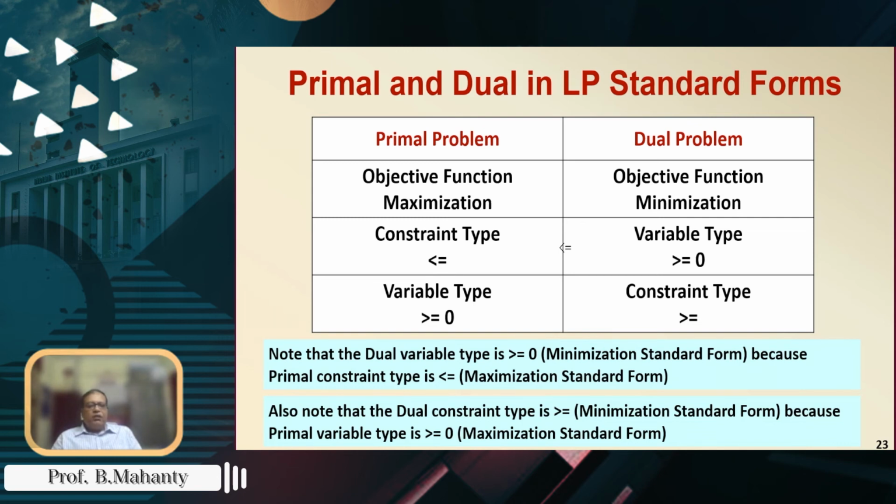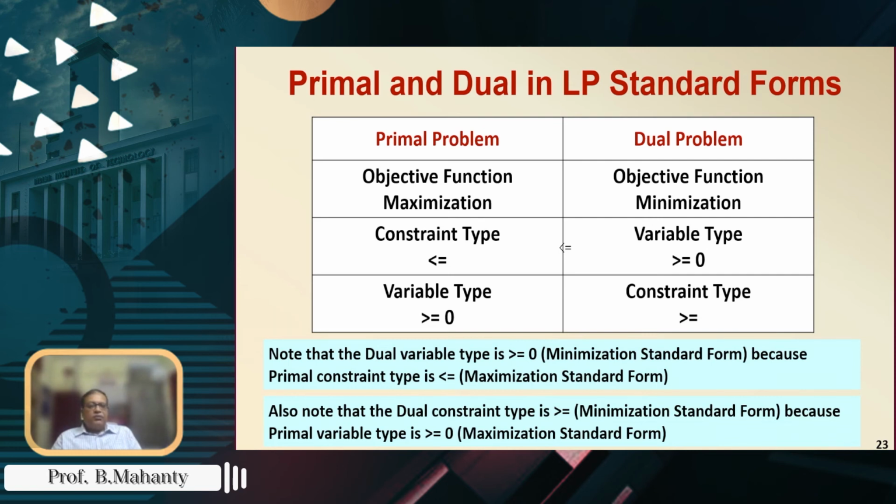So if the primal problem objective function is maximization, then in the dual, the objective function should be minimization. In the primal problem, if the constraint type is less than or equal to, in a maximization problem, that is very important. So they are not independent. All the three things are connected to one another. Right? They are all connected. That must be remembered. How is it connected? Look here. The constraint type is less than or equal to in a maximization problem. Right?